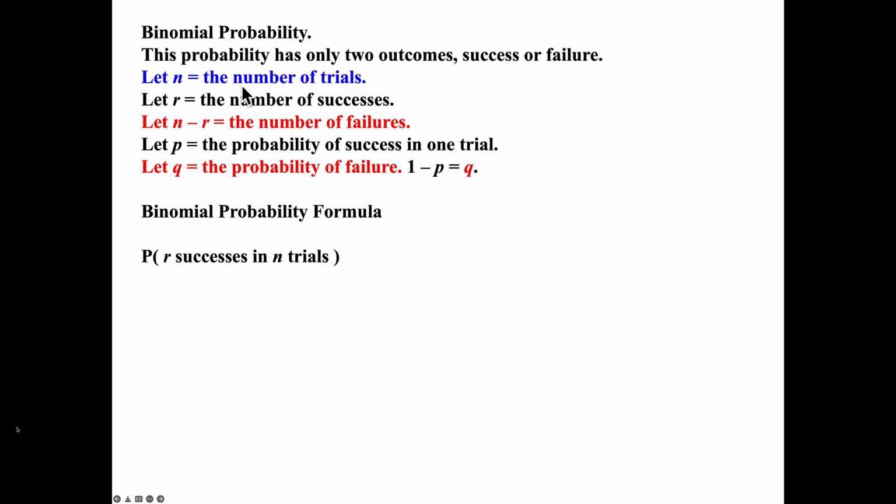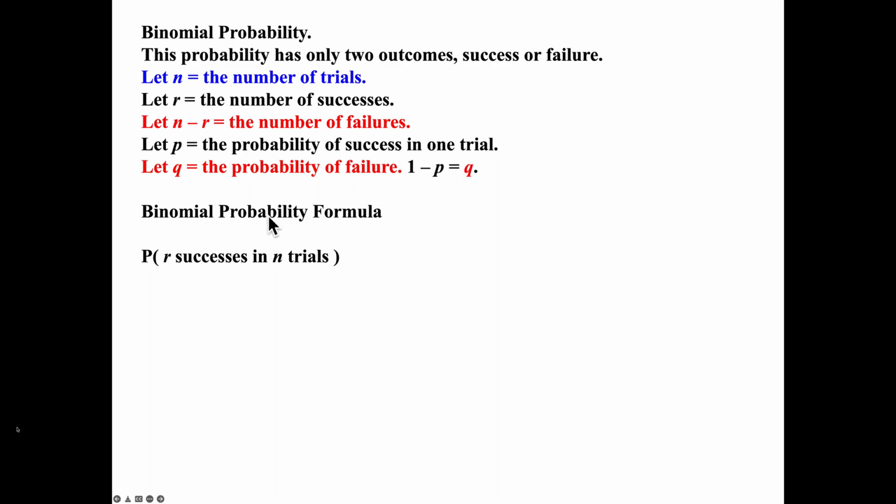So, we're going to let n be the number of trials, r will be the number of successes, and n minus r will be the number of failures. We're going to let p be the probability of success of one trial, and q be the probability of failure. So again, here's your complement probability: 1 minus p equals q.